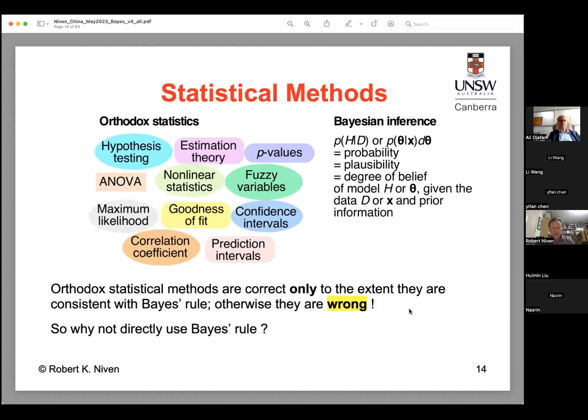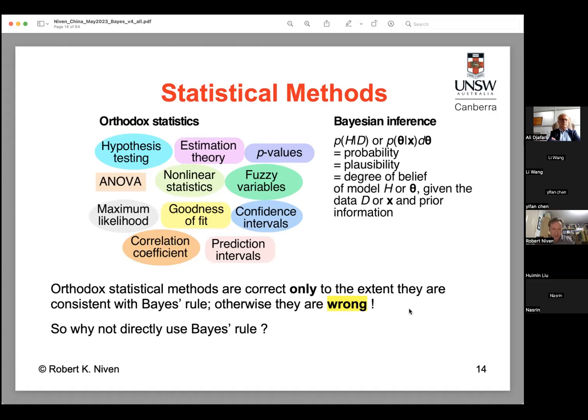So if we consider statistical methods as they have been developed over the last 100 years, we have a group of methods, which I'm going to call orthodox statistics. And on the right-hand side, there's Bayesian inference. And it can be shown mathematically that these orthodox methods are correct only to the extent they're consistent with Bayes' rule. Otherwise, they're wrong. And there are many examples in which it has been shown that the orthodox methods are wrong or lead to incorrect conclusions.